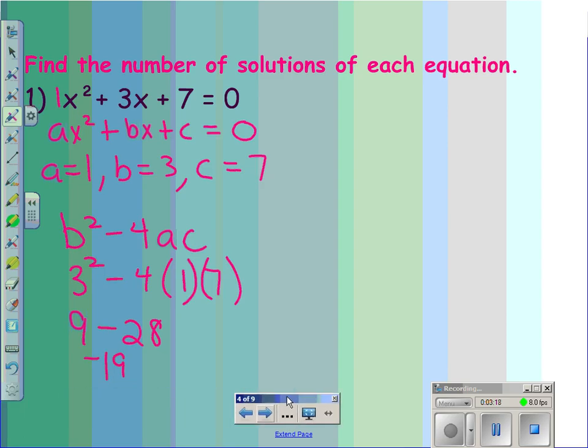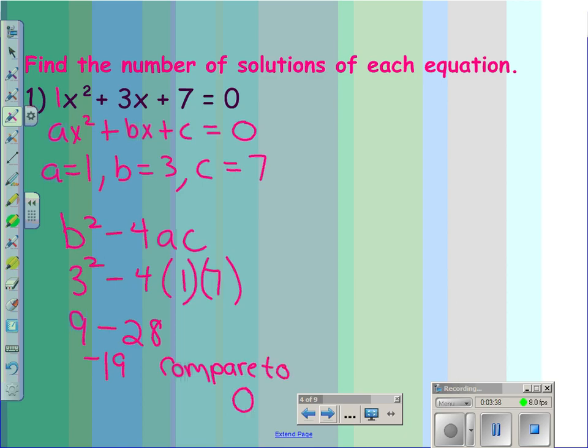From here, we have to make a comparison. Negative 19, as far as the rules we just saw, we're trying to see if it is greater than 0, equal to 0, or less than 0. So right here, you might want to write yourself a note: compare to 0. We know that negative 19 is less than 0, and according to our guidelines, if it is less than 0, then there is no solution. So we're just comparing to 0.